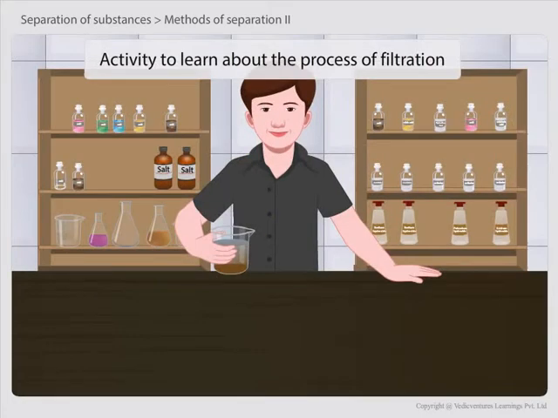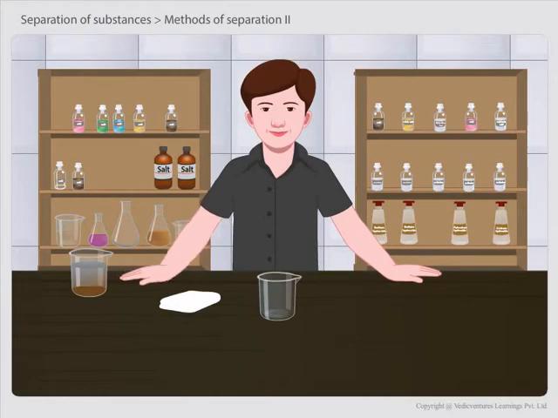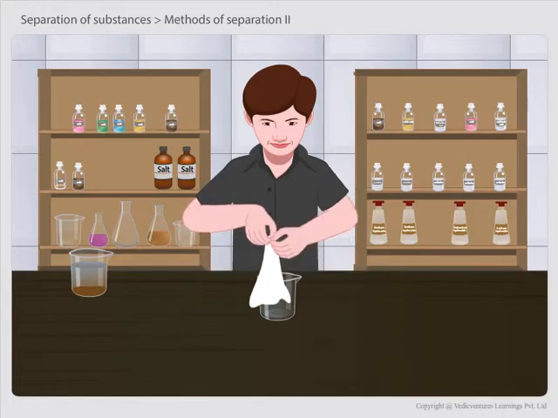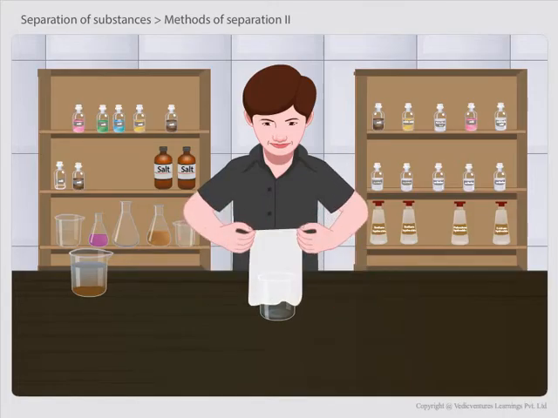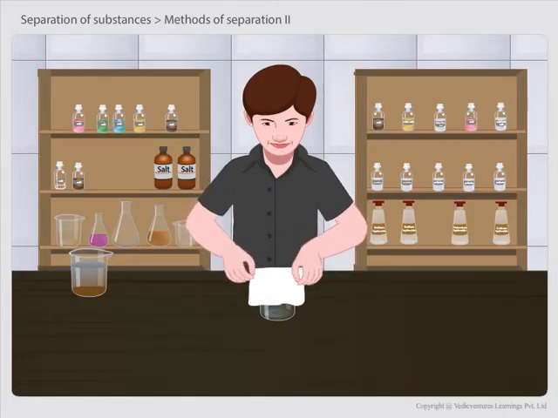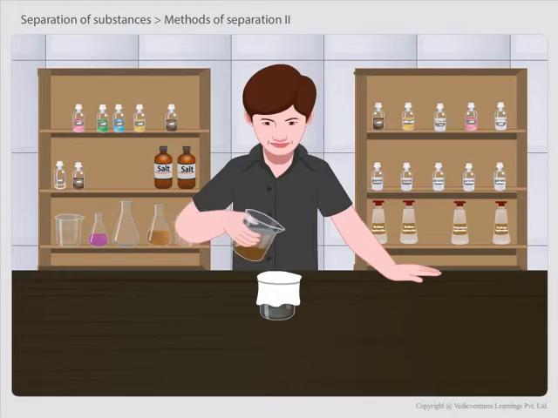We will now perform an activity to learn about the process of filtration. Take soil and water mixture in a glass beaker. Now take a small piece of cotton cloth. Take another glass beaker and put the cloth on top of it. Now pour the mixture through the cloth.